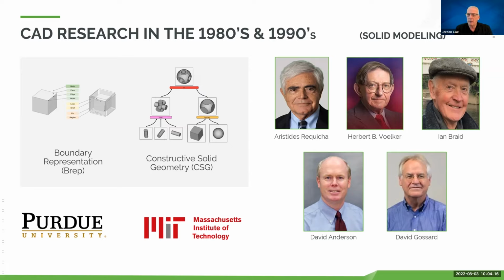And the real big topics at that time were solid modeling. How do you actually represent geometry completely as volumes? And there were really kind of 2 different schools of thought: constructive solid geometry with Boolean operations and boundary representation. And so the key researchers were Aristide Requicha and Herb Voelcker, kind of focused on CSG and Boolean operations, and then Ian Braid focusing on boundary representations. It was a really exciting time period.